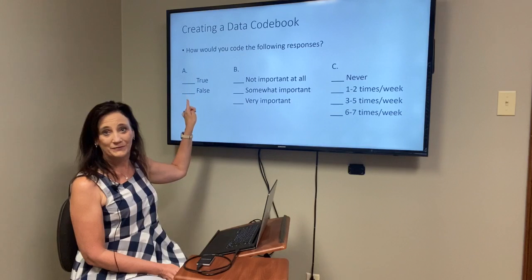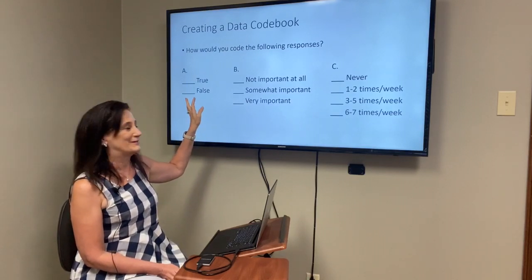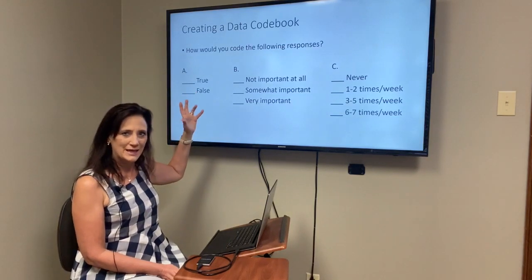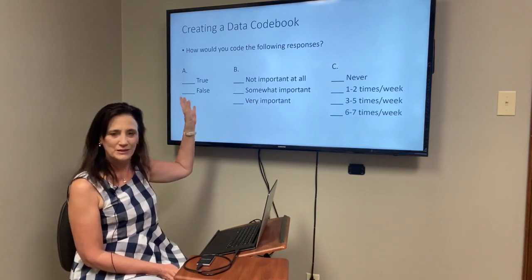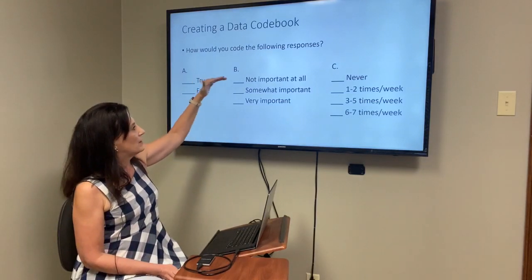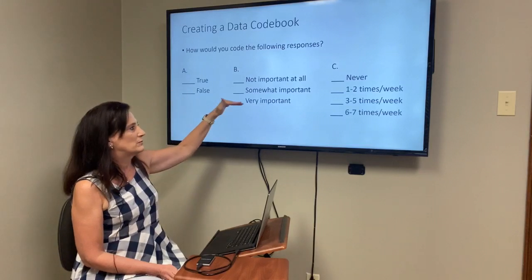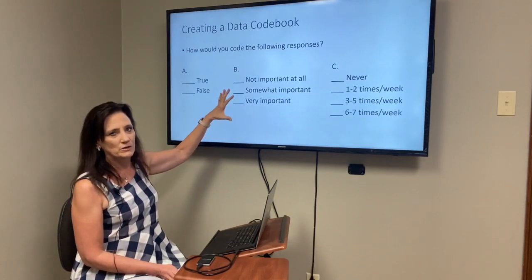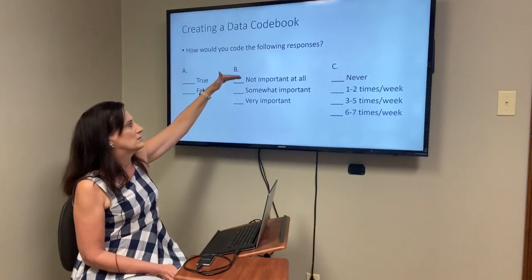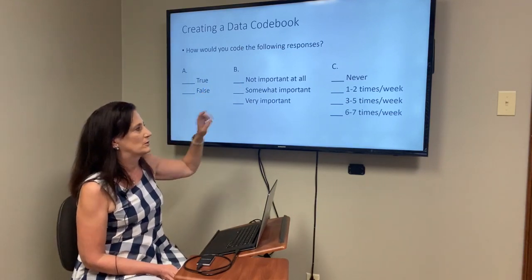True is 1, false is 0. Remember when we talked about that yes, no in the data code book? We used the same idea. True is 1, false is 0, like yes is 1 and no is 0. Not at all important, 1. Somewhat important, 2. Very important, 3. Remember, it's like the strongly disagree to strongly agree. The most negative is the lowest number to the most positive is the highest number.